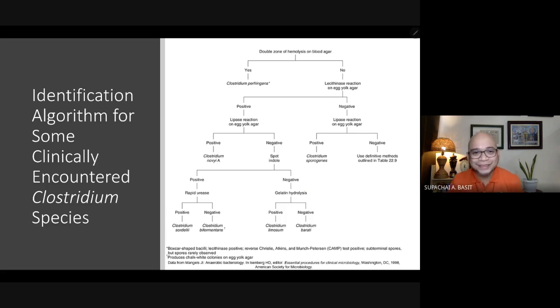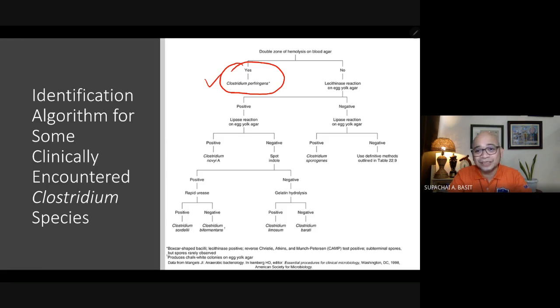Okay, so this one is the identification algorithm for some clinically encountered Clostridium species. The first thing that you have to determine is whether or not the blood agar plate has a double zone of hemolysis or target hemolysis. And if it does, then you're lucky because it means that you can now stop because you have identified Clostridium perfringens.